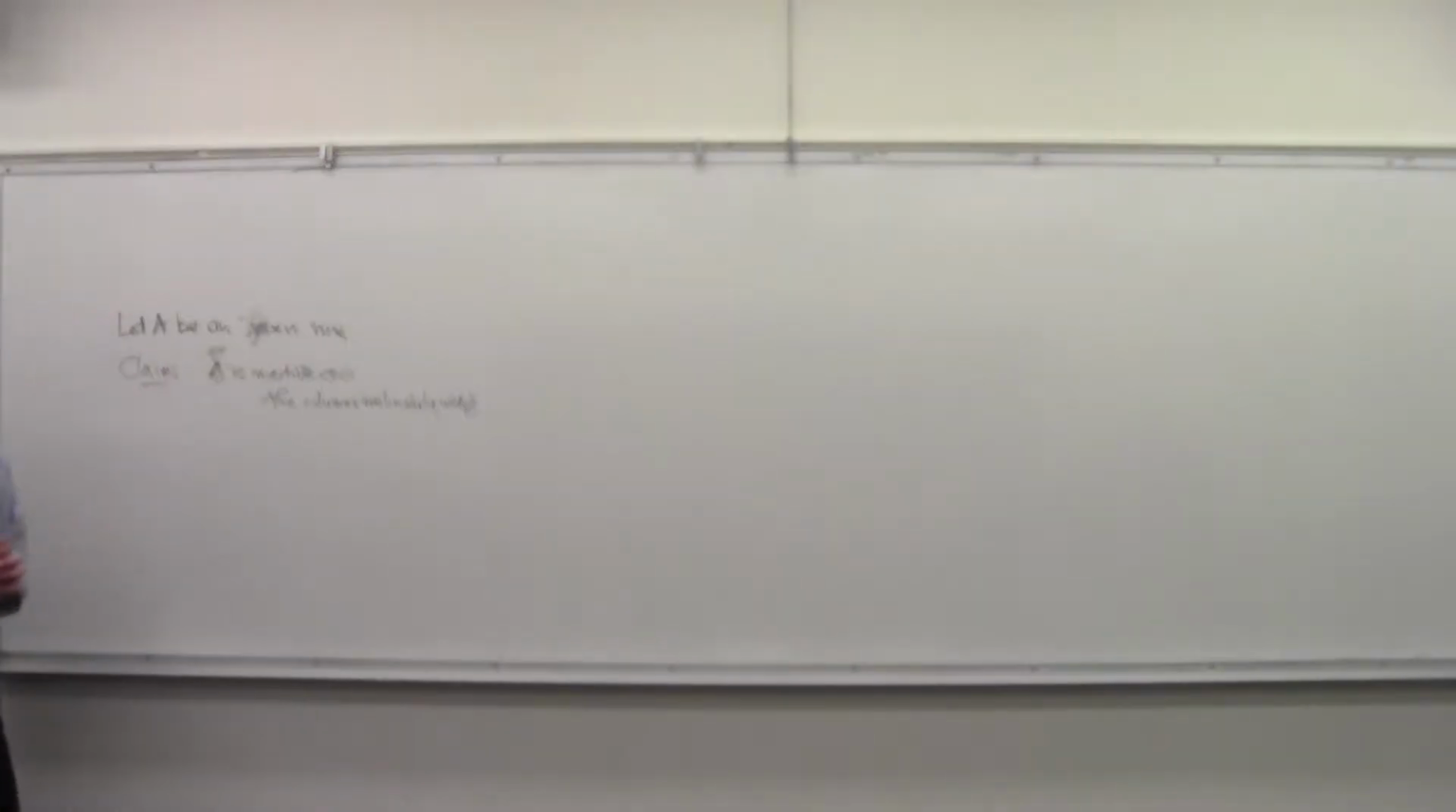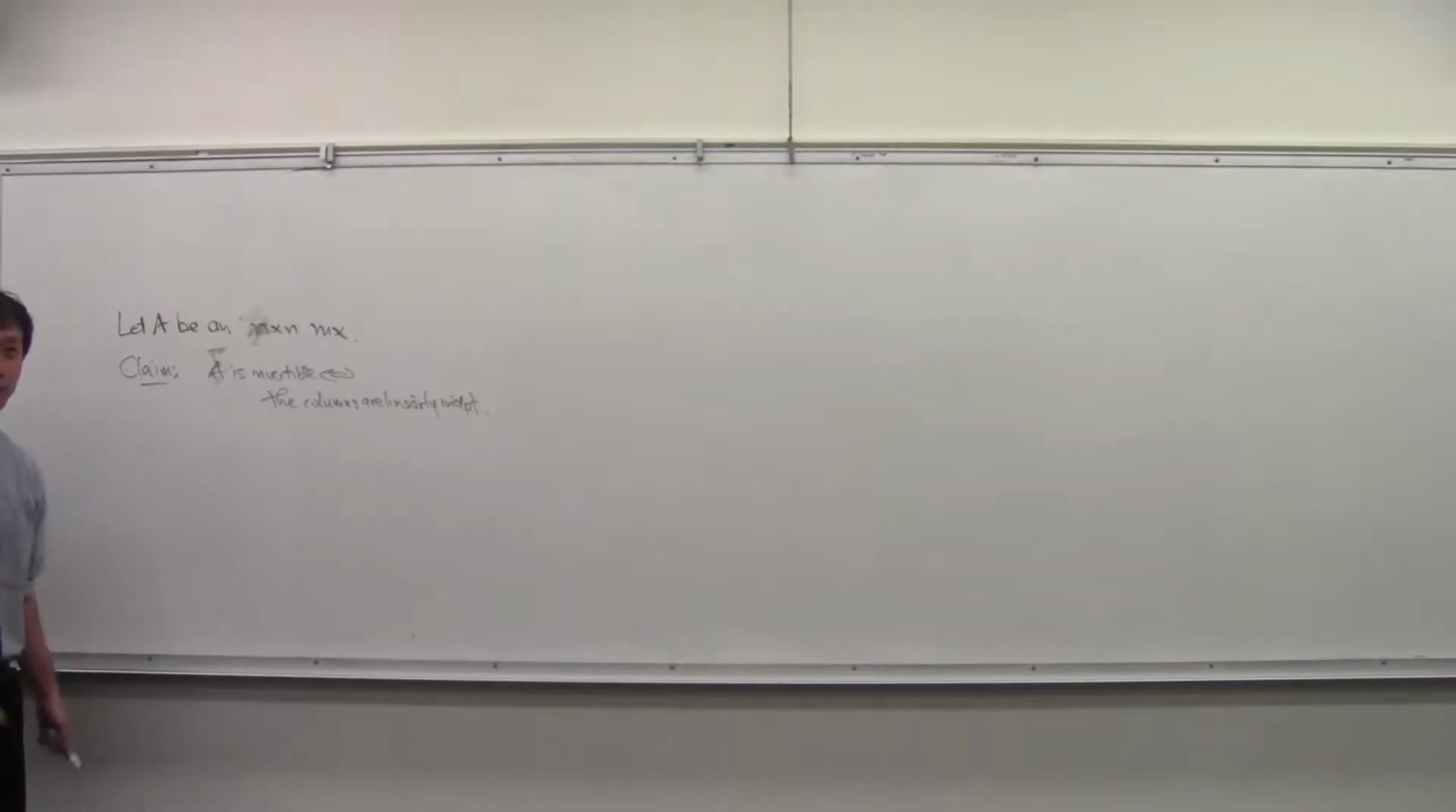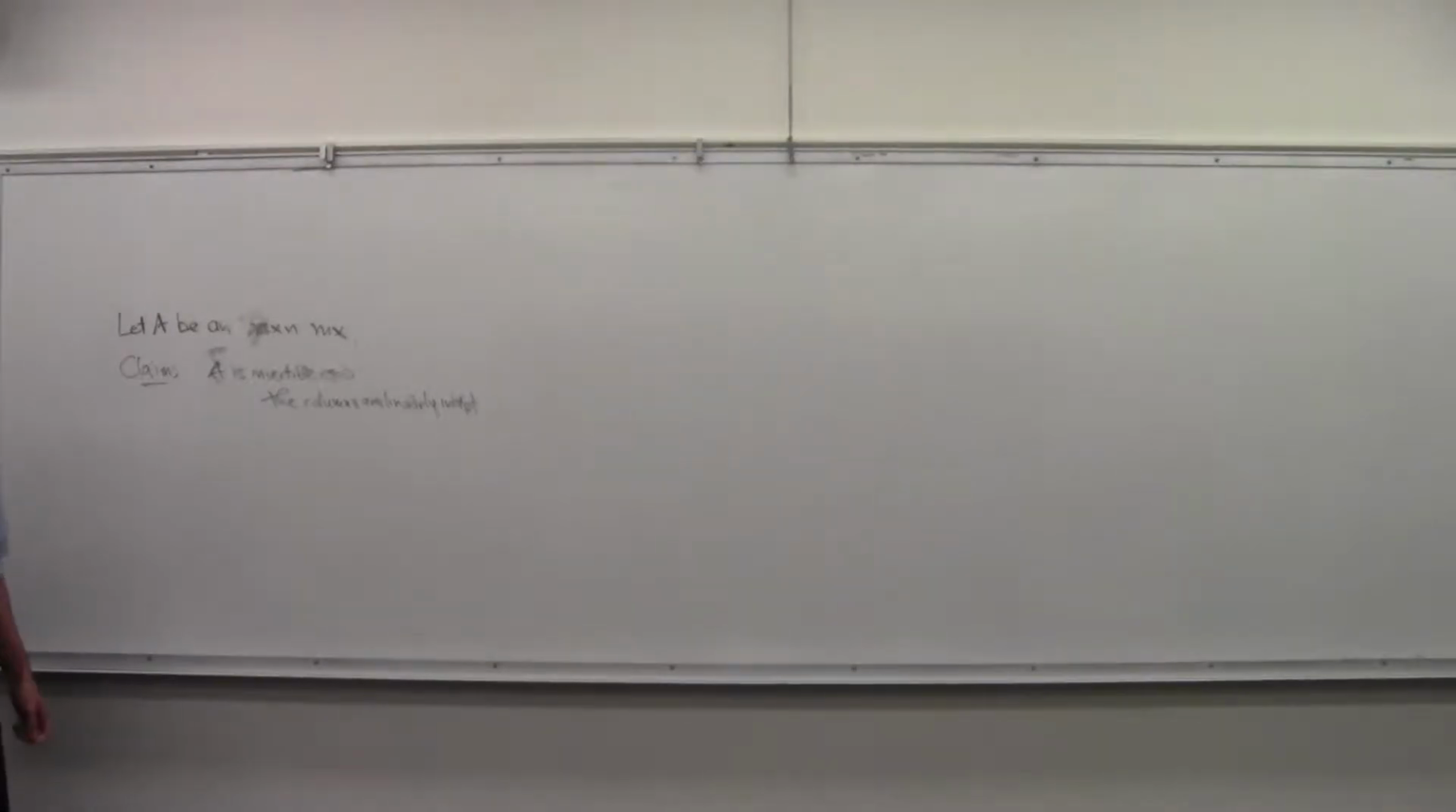Okay, so does anybody want to tell me about this? A is invertible if and only if the columns are linearly independent. Julia, yeah? I said I don't remember the proof exactly. That's all right. That's one good.